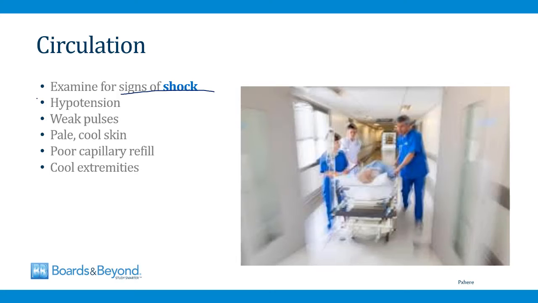And evidence of shock that you might see on your primary survey include things like hypotension, weak pulses, pale, cool skin, poor capillary refill, or cool extremities. Any of these findings are ominous signs in a trauma patient, and you need to very quickly move on to figure out why they are in shock and to address it.